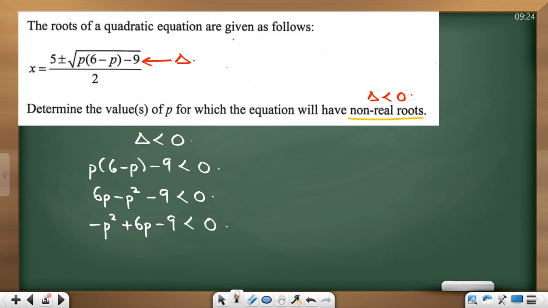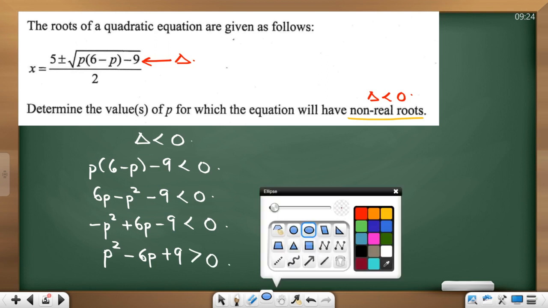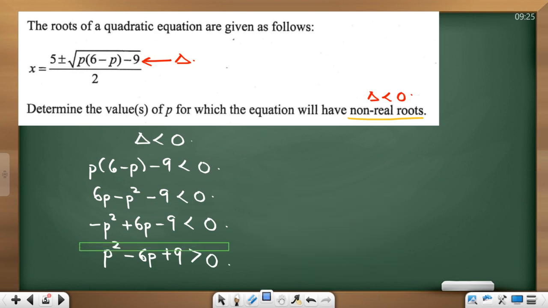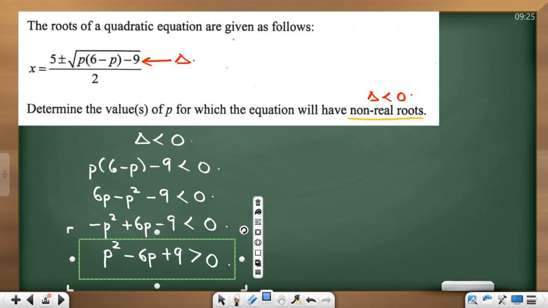Check this. Before you start solving, guys, make sure that your a here is positive. So I'm going to multiply through by negative. It's always easy. So p squared minus 6p plus 9. Now, when I do that, remember the rules. Lesson 1. I am multiplying by negative, it means this must be greater than 0. Now, this is where I am solving from. I remember someone asked that question. This is where I am solving from.